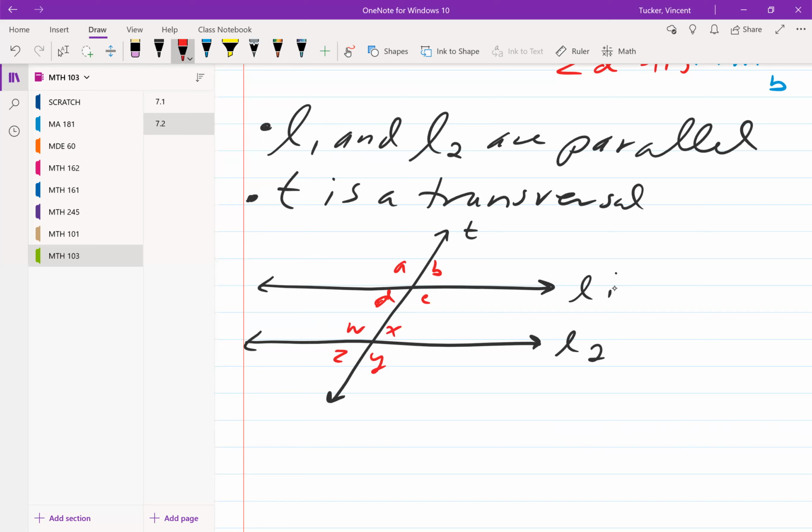All right, so a transversal is just a line that intersects two lines at different points. So that's what T is. T is a transversal. The main thing we have to pay attention to is the fact that L1 and L2 are parallel lines, and they create these eight angles: A, B, C, D, W, X, Z, and Y. These are going to create relationships that we will be able to use to solve.